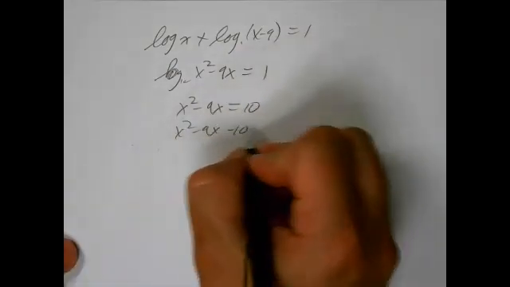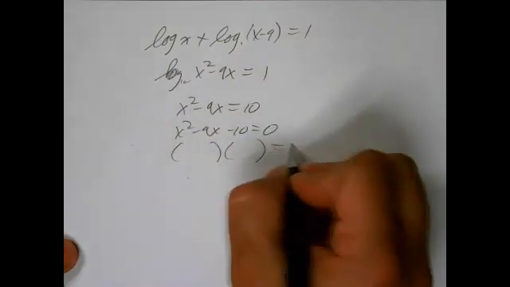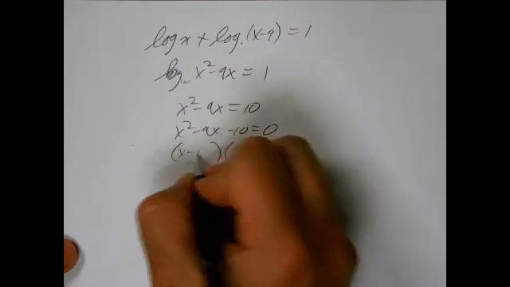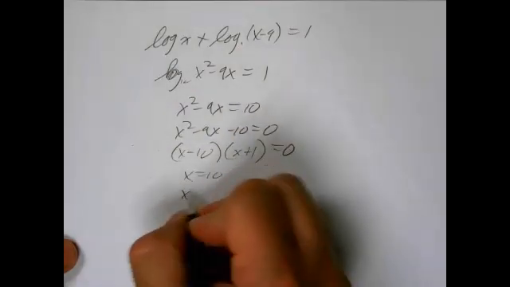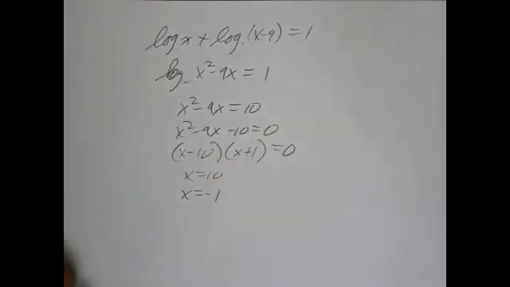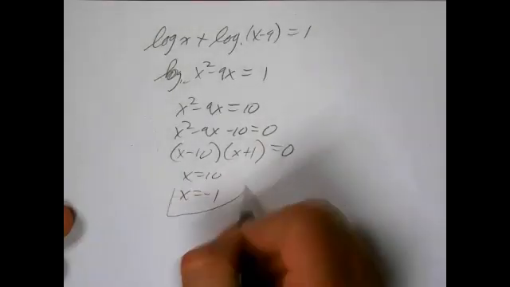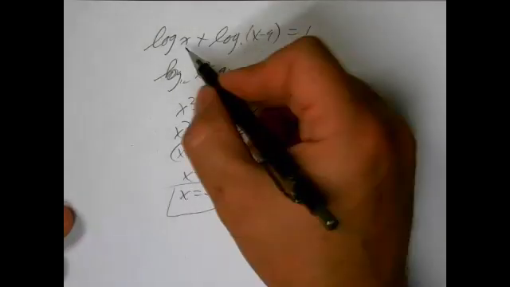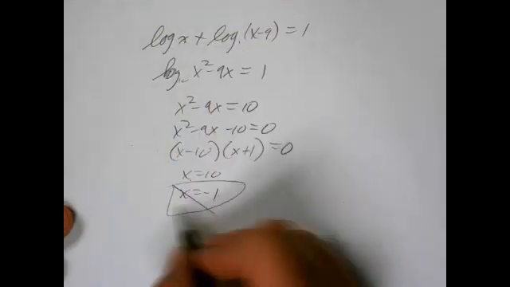Move the 10 to the left-hand side. Factor and solve. And something we have to make sure is that these answers will actually work. For example, if I take the -1 and put it right here, I'm trying to take the log of a negative number. That can't happen.